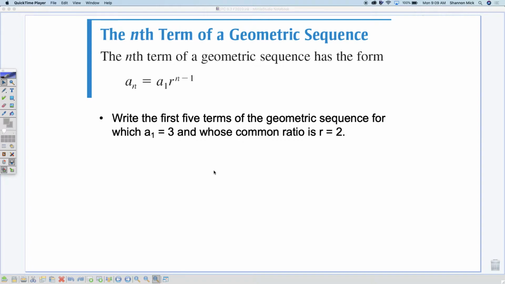That's pretty straightforward. It says write the first 5 terms of a geometric sequence for which a sub 1 is 3 and whose common ratio is -2. And not -2, 2. And so we need to write an equation, always write an equation first.